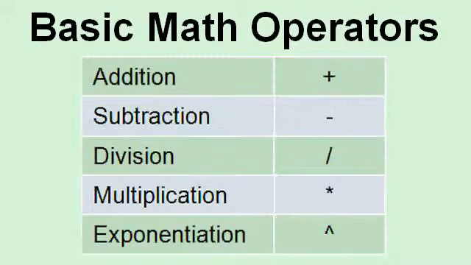Here are all of Excel's basic math operators. We have addition, the plus sign, subtraction is the minus sign, division is the forward slash, multiplication is the asterisk, the little star. On most keyboards it's Shift 8. And then exponentiation is raising a number to a power, like 3 to the 4th power would be 3, and then that symbol called a caret, followed by a 4.